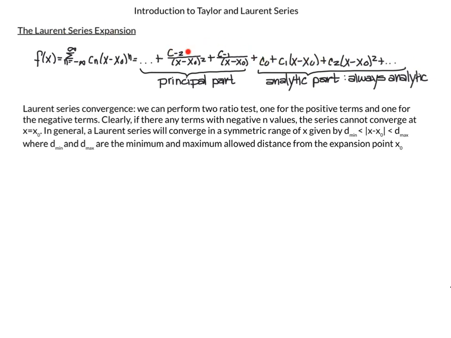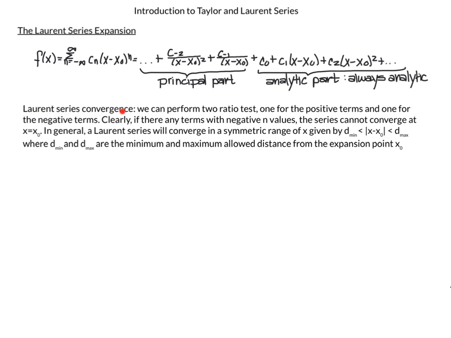It also adds now negative exponents of x minus x naught. And this negative part, these negative exponents, this part of the Laurent series expansion is often called the principal part. This part over here with the positive exponents on the x minus x naught, that's called the analytic part because it's always analytic. So again, it's an extension of the Taylor series expansion. And at this point, we do not have the formulas for these negative coefficients. We'll do that in a couple of videos later.